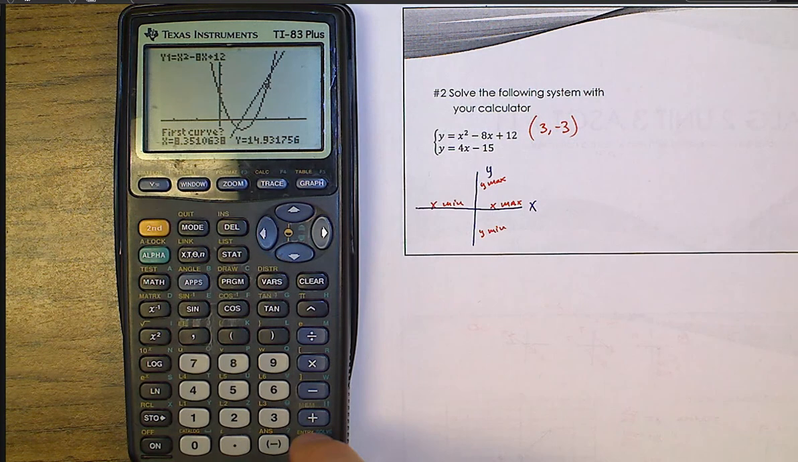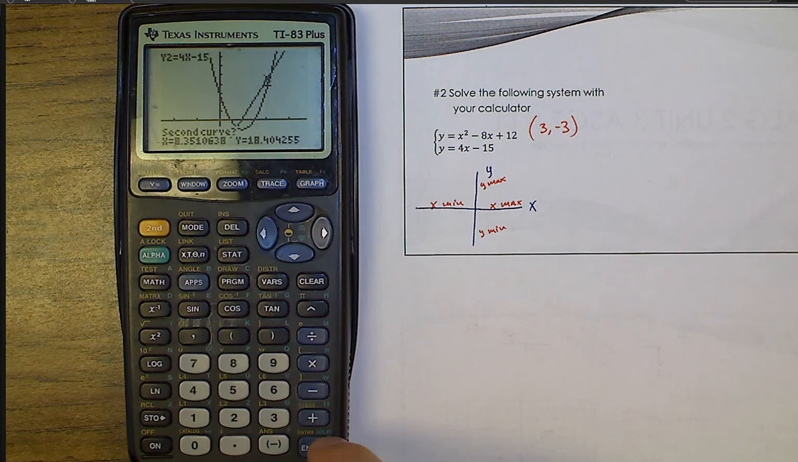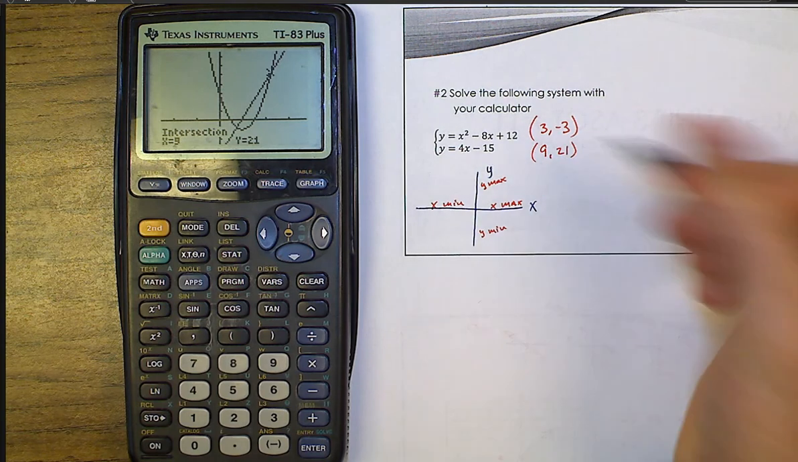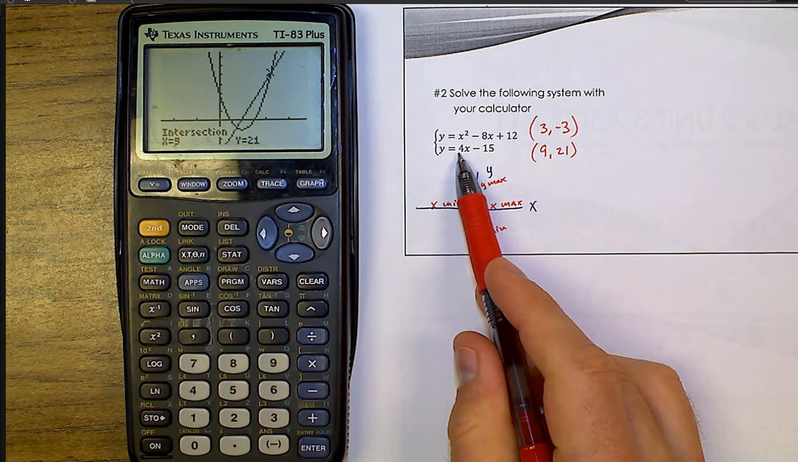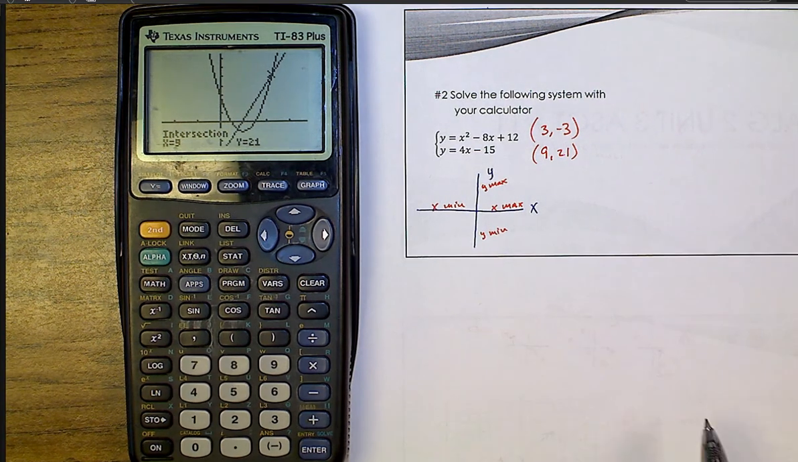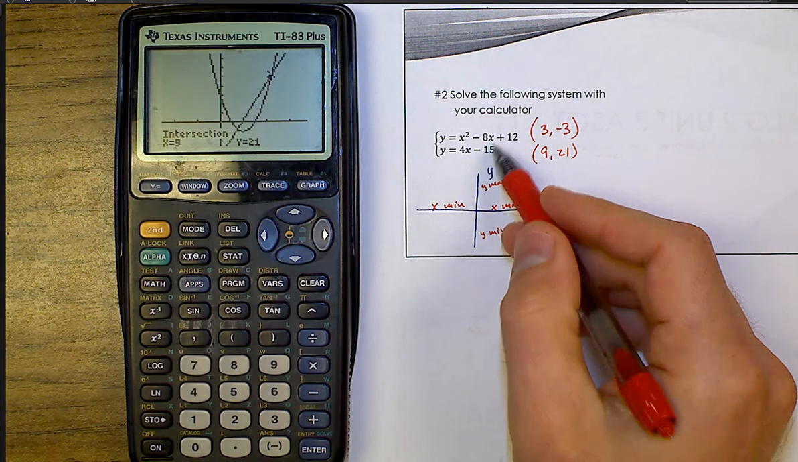Hit enter. It's going to say second curve. It's usually right there. Good. Hit enter again. Hit enter again. And you get 9 and 21. And if you take 9 times 4, which is 36, minus 15, you get 21. All right? And you can plug it into the other one. It works as well. So that is how you can solve this system with your graphing calculator.